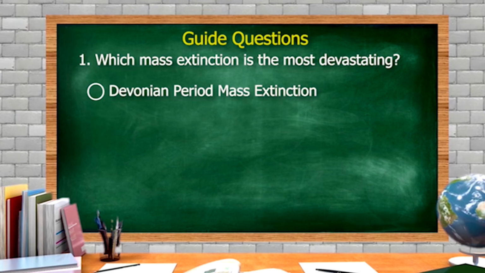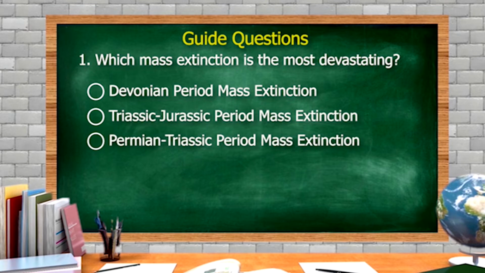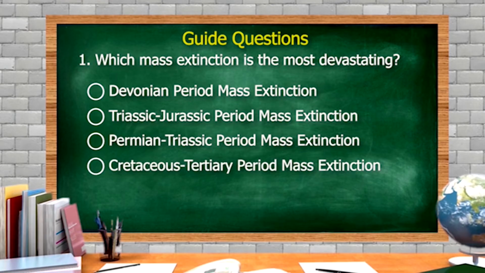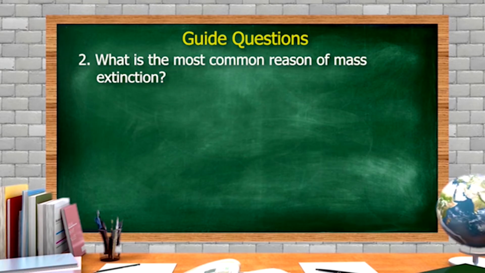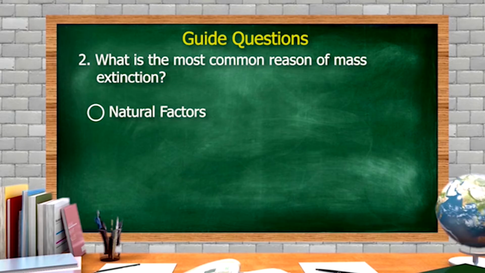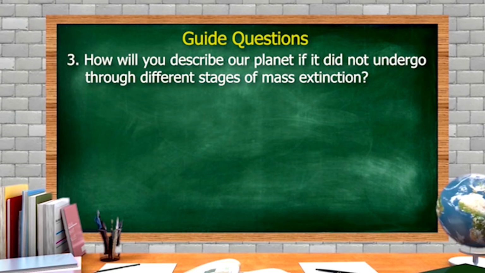Devonian period mass extinction, Triassic-Jurassic mass extinction, Permian-Triassic period mass extinction, Cretaceous-Tertiary period mass extinction, Ordovician-Silurian mass extinction. Question 2. What is the most common reason of mass extinction? Natural factors, anthropological factors.